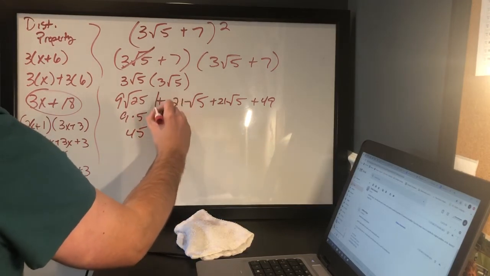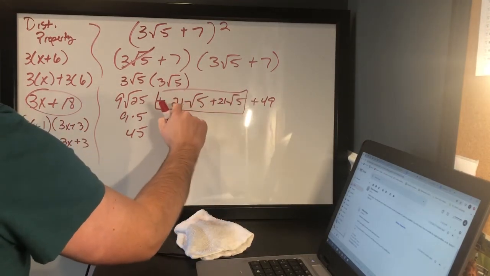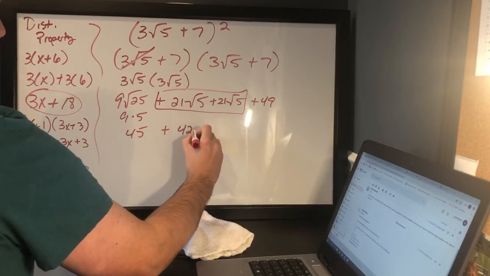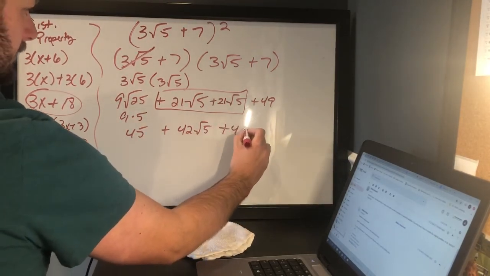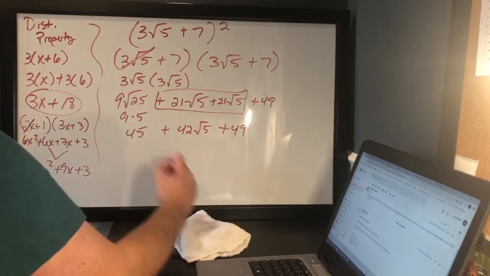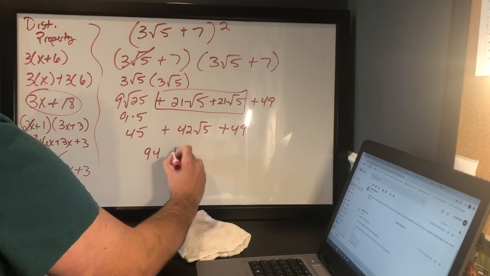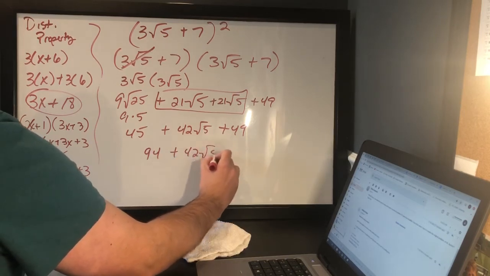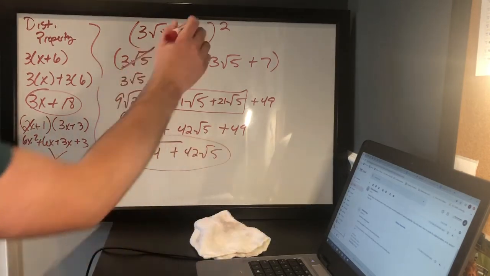Plus, right here in the middle, radicals match, so we can add these two together. 21 and 21 is 42 radical 5s, plus 49. All right, we have 45 and 49, which if we add those together are 94, plus 42 radical 5. All right, so that's how you guys would simplify if you distribute.